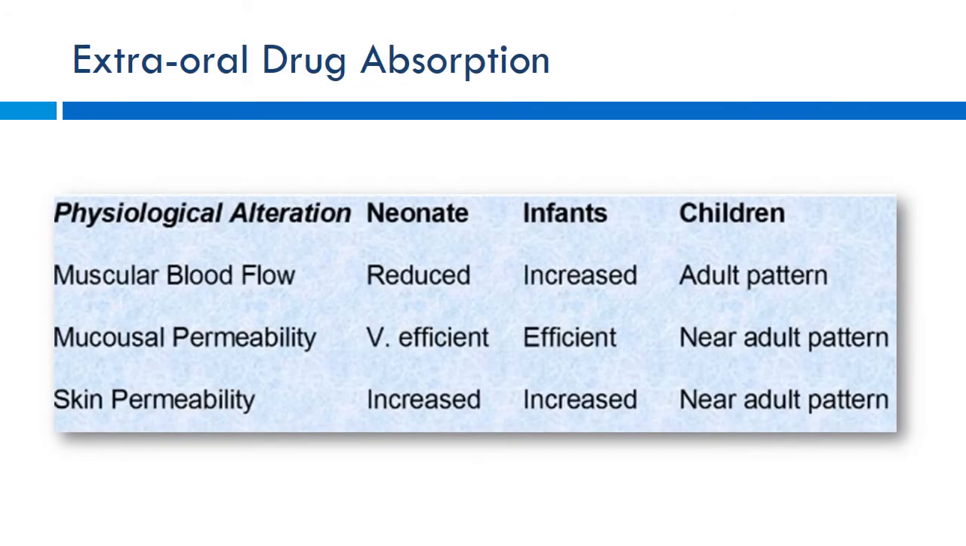So again, other extra-oral drug absorption, some of the things we're going to look at here include muscular blood flow for intramuscular administration of drugs, mucosal permeability, and also skin permeability. So typically for neonatal patients, again, that first month of life or so, you're going to find they have decreased muscular blood flow. So we'll see this will have some effects here, and we'll look at that in just a second. And again, you're going to find increased permeability in the mucous membranes and also in skin permeability.